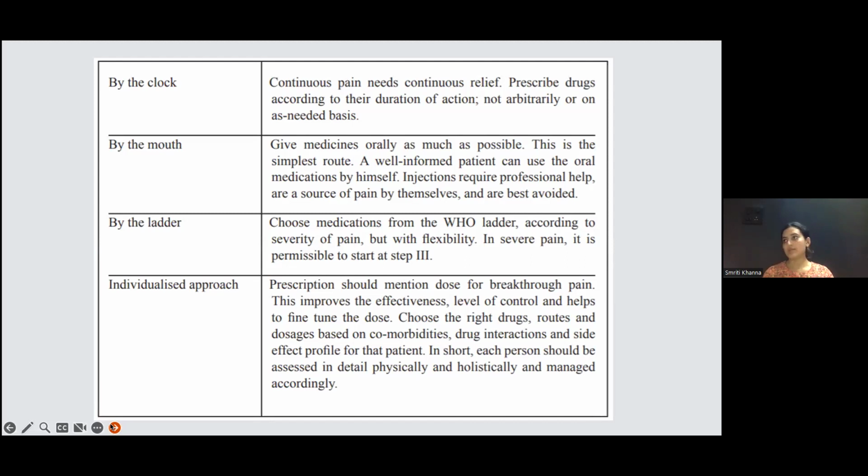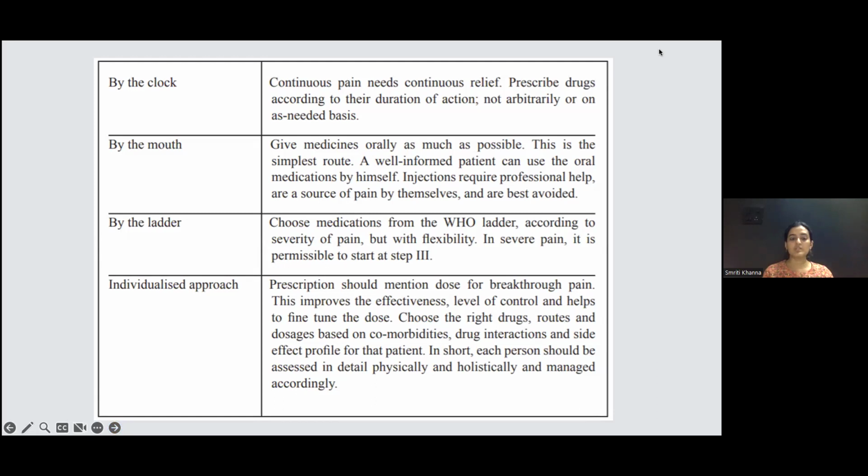By the clock means that a lot of the pains that we deal with in palliative care are either cancer-related pains or they are chronic pains. And one of the particularities of chronic pain is that even if the stimulus causing the pain goes away, the pain itself does not go away. Diabetic neuropathy is a kind of chronic pain. So continuous pain needs continuous relief, and drugs should be prescribed not SOS, not on an as needed basis, but on a round the clock basis.